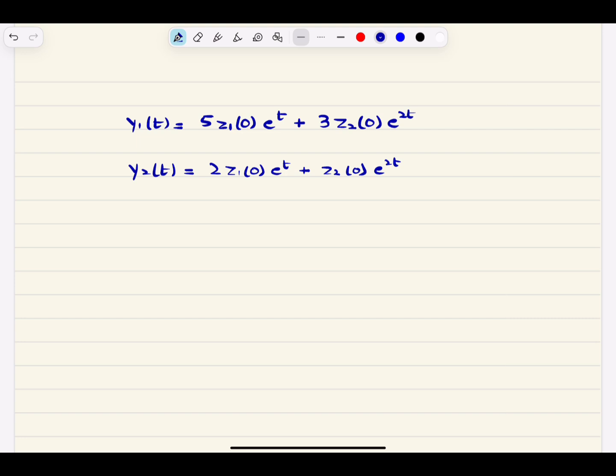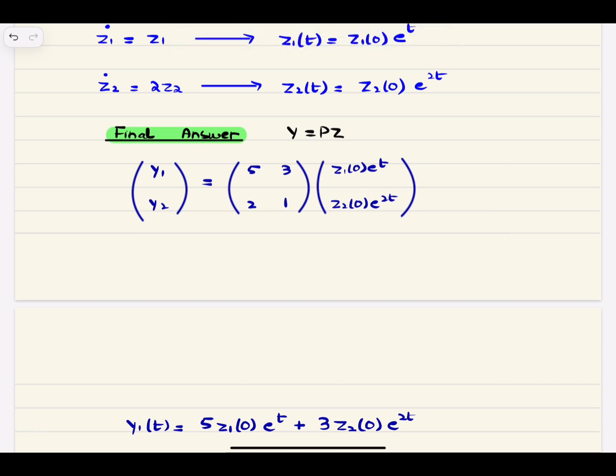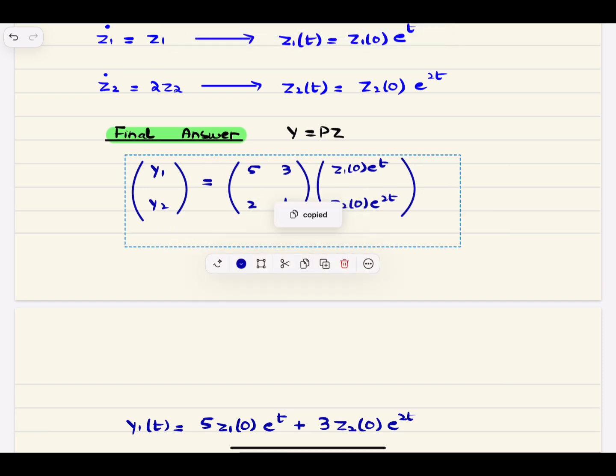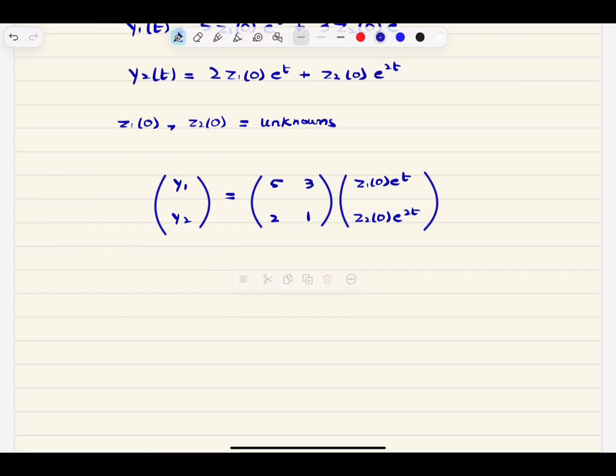So we have z1(0) and z2(0), which are unknowns. You cannot find these unknowns unless the initial conditions for y1 and y2 are given. So you can find these by using the same equation here, but saying that you're analyzing this at time t = 0.